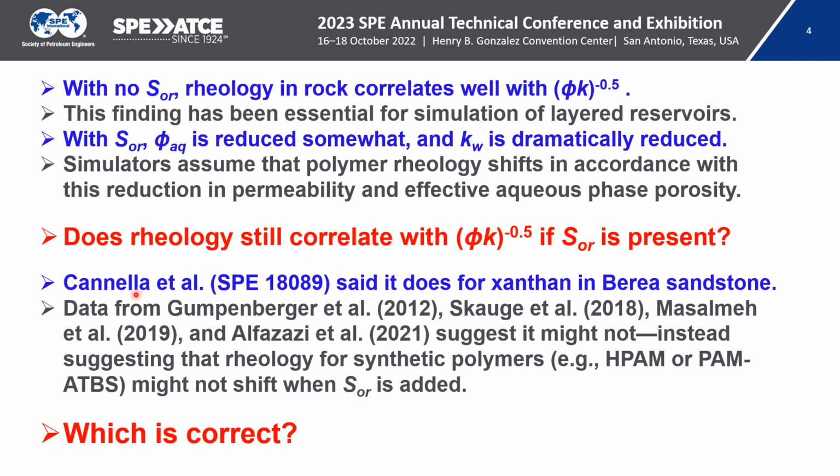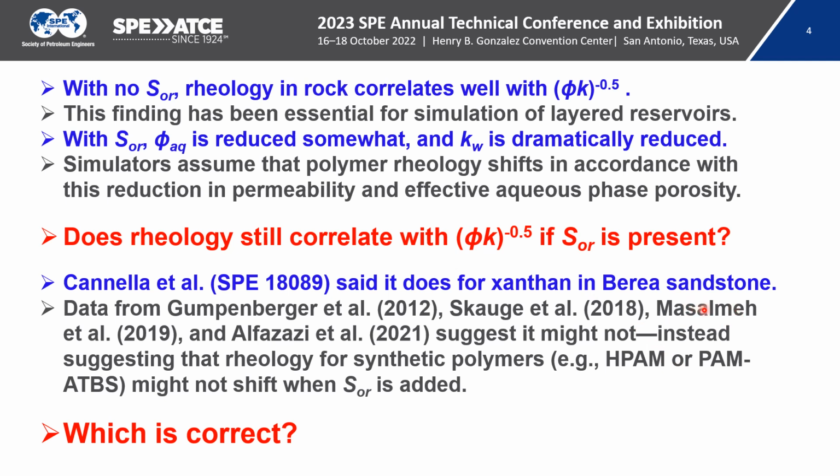Well, back in 1988, Bill Cannella presented a paper where he looked at xanthan rheology in Berea sandstone, and as a part of his work, he had 2 cases where a residual oil saturation was present, and he concluded that for his conditions, this square root of permeability porosity relationship was indeed still valid. But if we look at some published data from more recent sources that I have listed here, that raises the question about whether this relationship is valid or not.